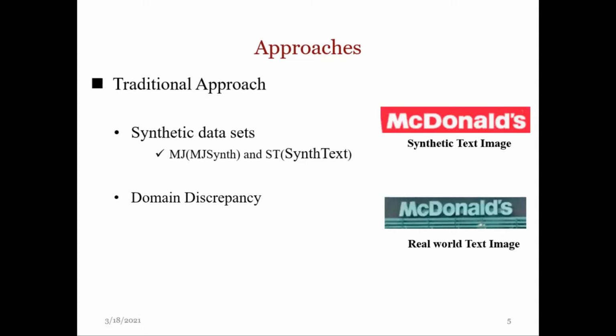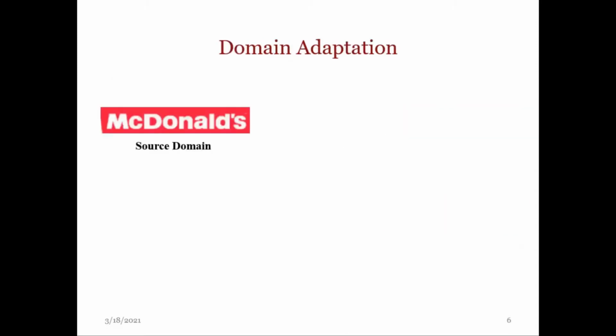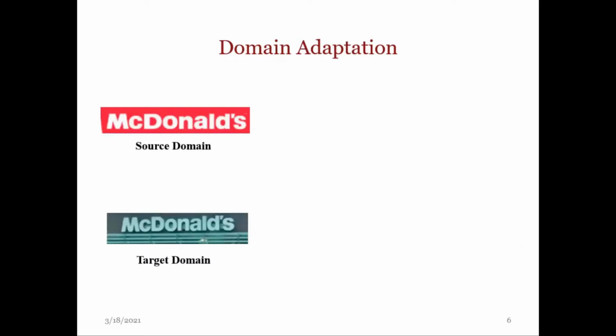So if we treat the synthetic dataset as the source domain, and the real-world image as the target domain, then in order to use the model trained on the source domain for the target domain, we may need to do domain adaptation.